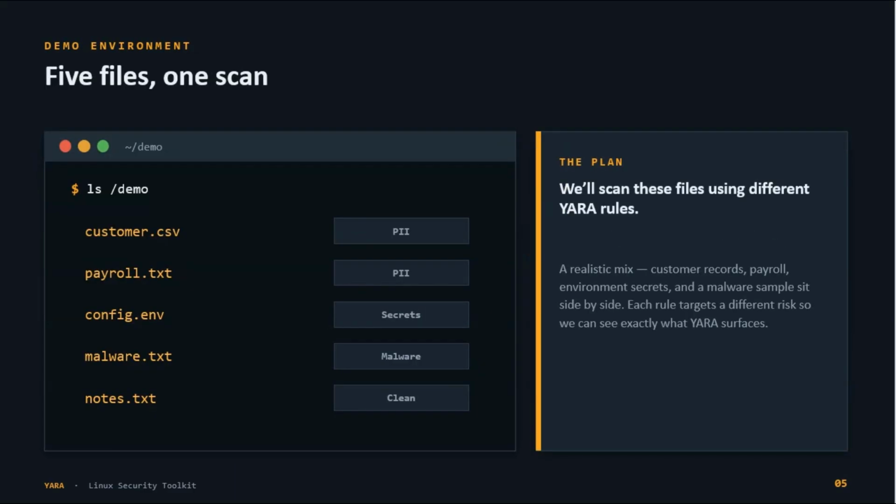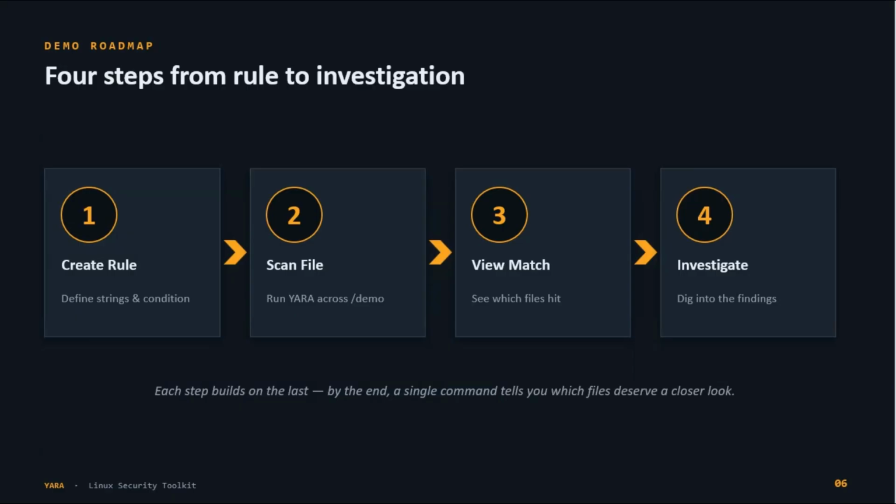Every rule contains three basic components. First, the rule name, which describes what we're trying to detect. Second, one or more strings that define the patterns we're searching for. And finally, a condition that tells Yara when a match should occur. If the contents of a file satisfy that condition, Yara reports the file as a match. The simplicity of the language makes it easy to create custom rules that fit your own environment and security requirements.